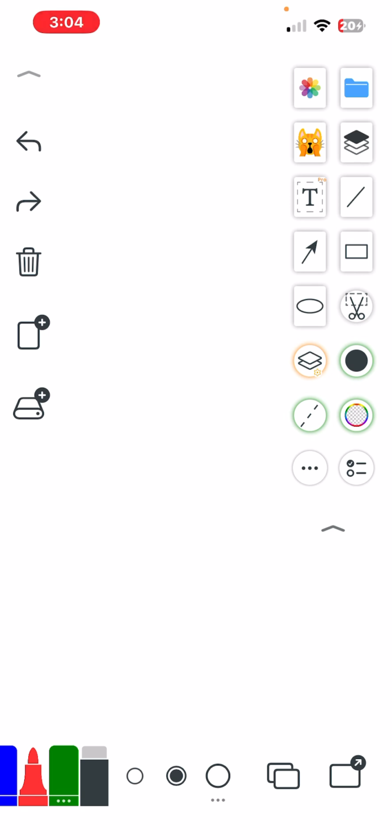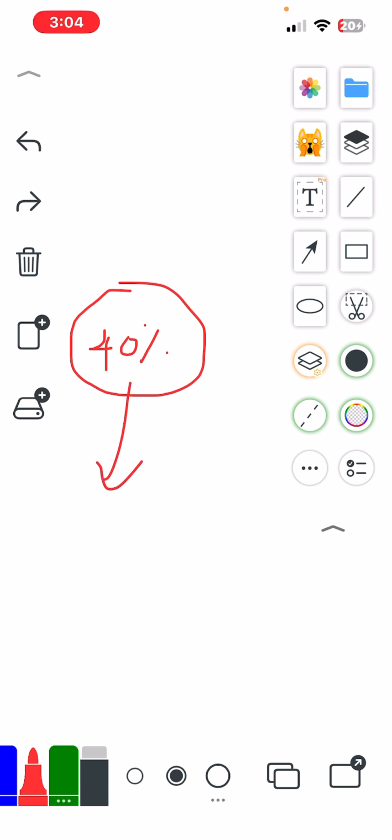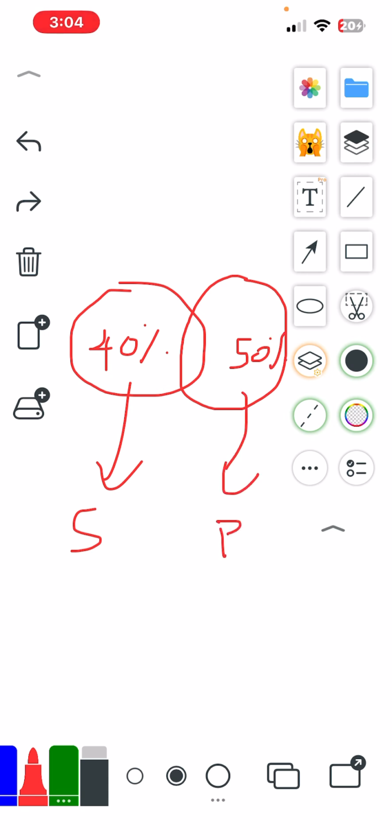Let's say, for example, in a college or university, you've got 40% that play soccer. So let's say this is 40%. This is soccer. And let's say you've got roughly 50% that play baseball. So this is 50% that play baseball. And let's say this 10% over here play both soccer and baseball.